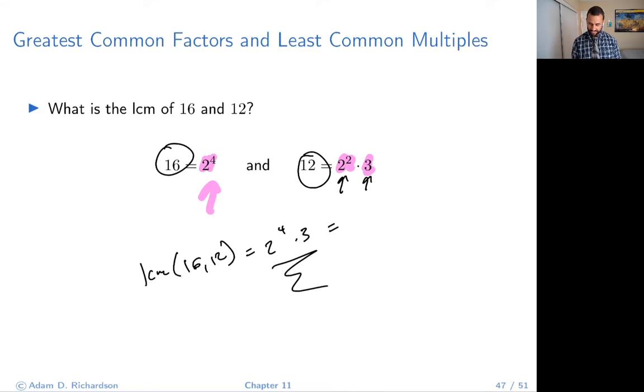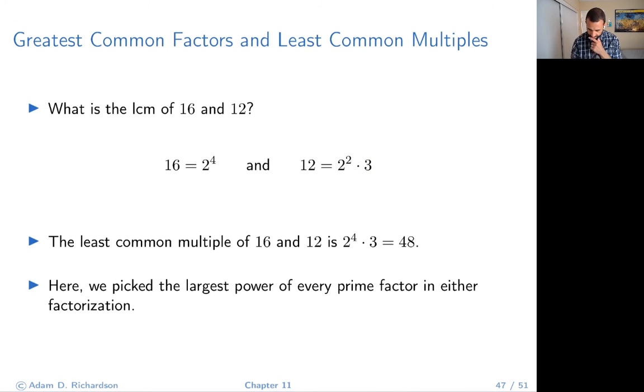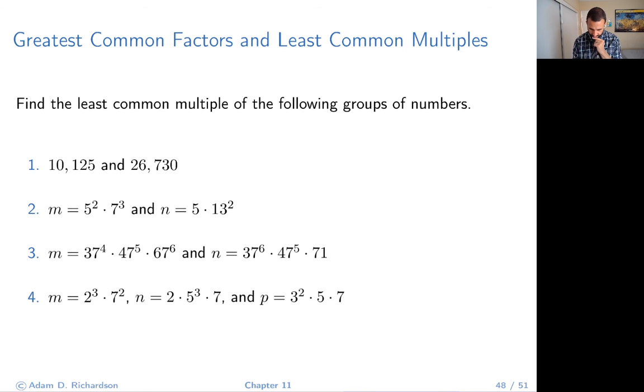So let's see, 2 to the fourth is 16 times 3 is 48. There we go. That's the least common multiple of 16 and 12. And again, for this one, it was not too hard to see that it was going to be 48 just when I was counting. But imagine these numbers are gigantic. Just imagine they're gigantic, okay?